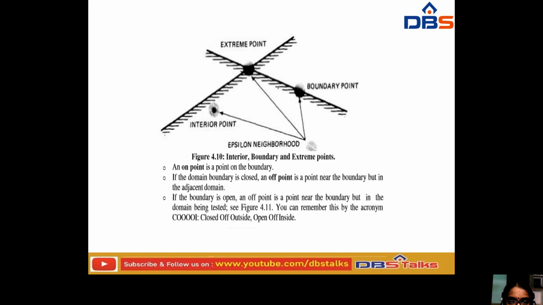This is the interior point, which lies inside the domain. This is the extreme point, which is outside of the domain. It is on the boundary. This point is the boundary, so we can call it a boundary point. For this interior point, these are the epsilon neighborhoods. In this figure we have shown the interior point, the extreme point, and the boundary point.